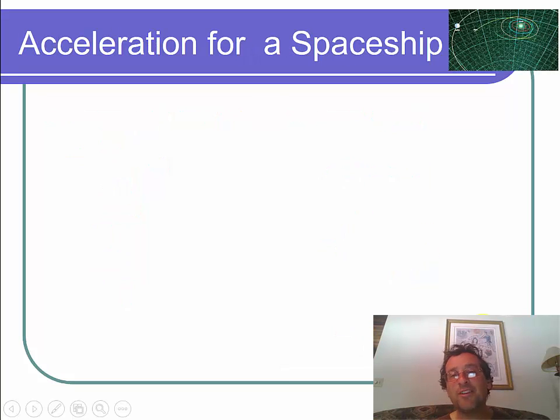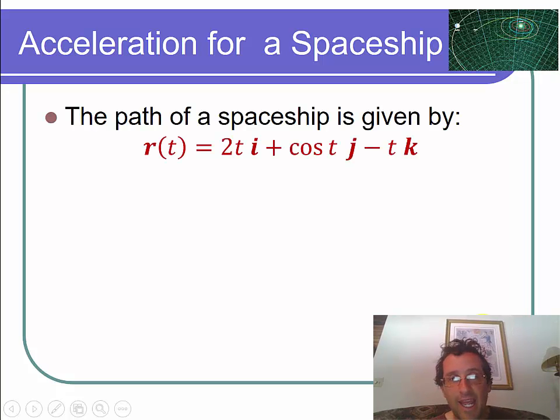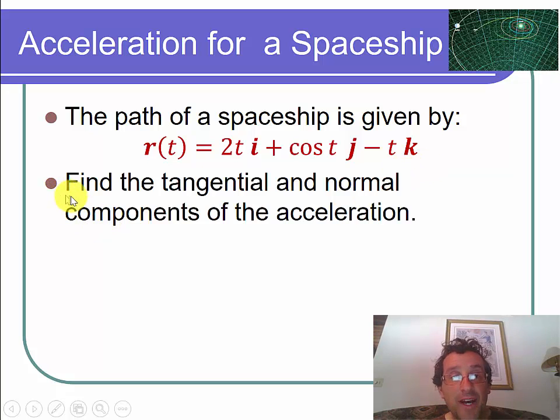So let's look at an example. Let's suppose we have this spaceship that's flying through space, and the path of the spaceship is given by the vector valued function r of t is equal to 2t i plus cosine of t j minus t k. Let's find the tangential and normal components of the acceleration.